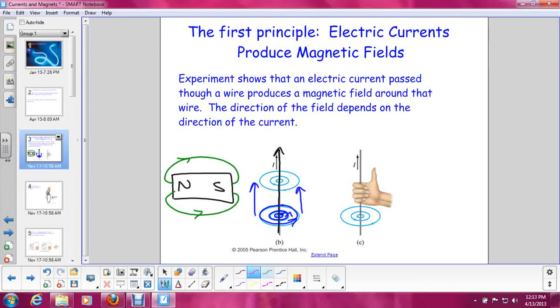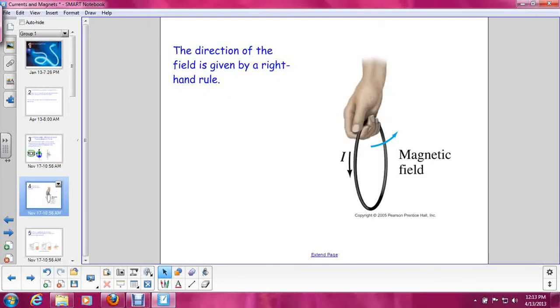Now, how do you know if the little loops are going clockwise or if they're going counterclockwise, which would be this way? How can you tell? Well, it turns out we use something called the right-hand rule to figure that out. So what you do is put your right hand up, and make sure it's your right hand and not your left, or else you're backwards.